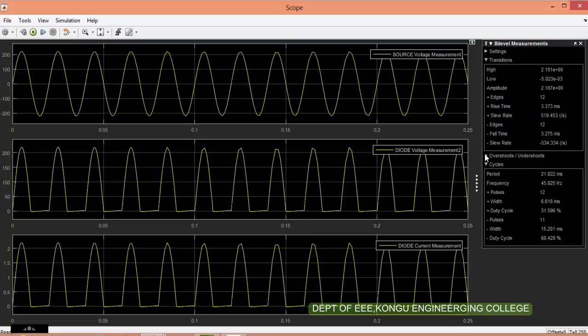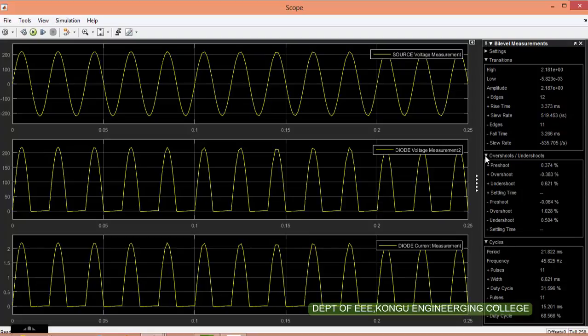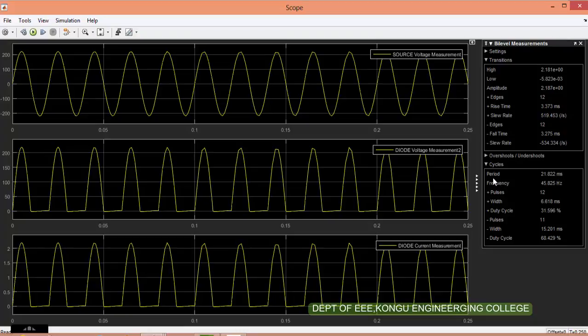And here you can see the number of cycles. What is the number of cycles here? The period is 21.82 millisecond. Frequency is 45.8. Pulses, you are having 12 pulses with 6.618 seconds. This is called bi-level measurement. This will be useful when you are using the pulse width modulation technique. In the future, you will use it.